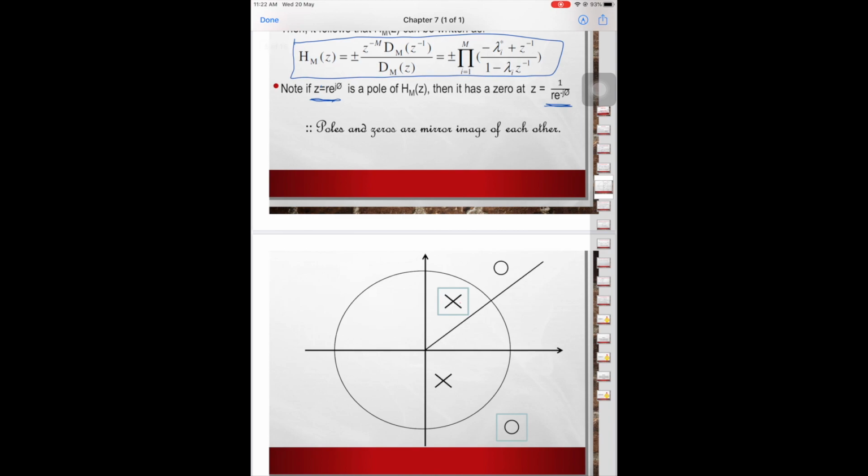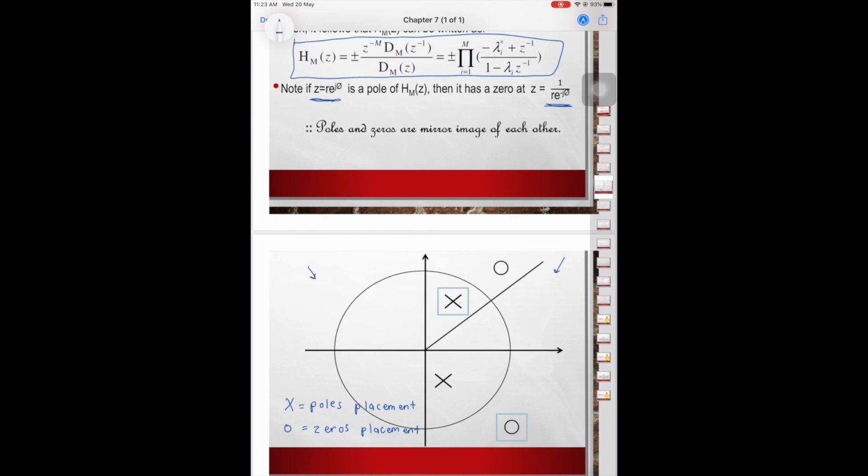If we put it in illustration form, the X represents the pole placement and the O represents the zero placement. If you are asked to place the zeros and poles in the magnitude phase spectrum, you have to sketch this one.